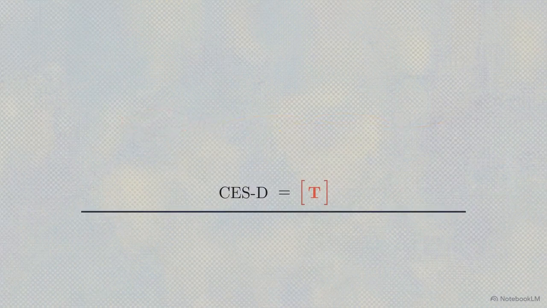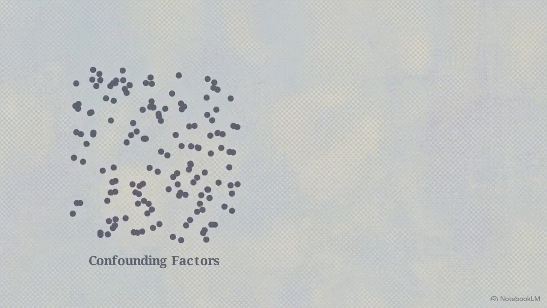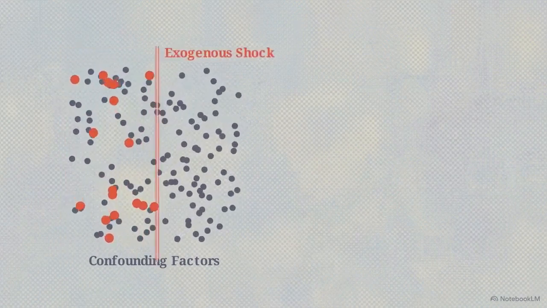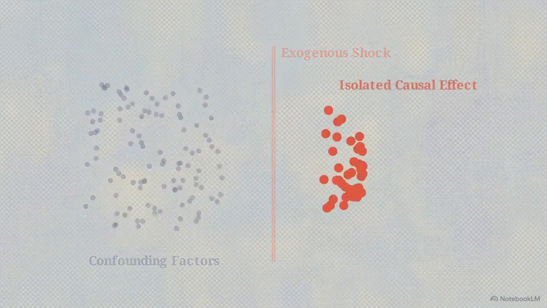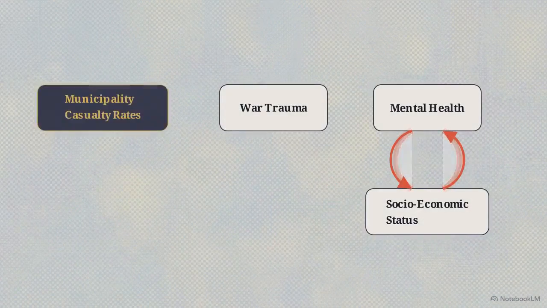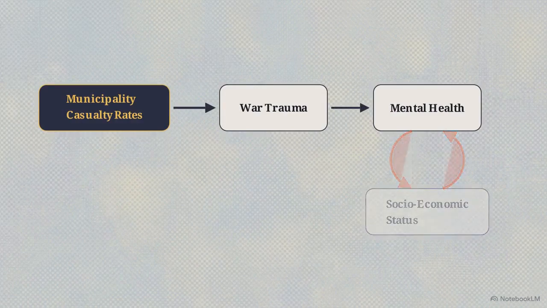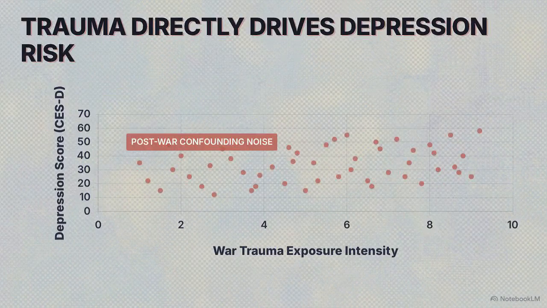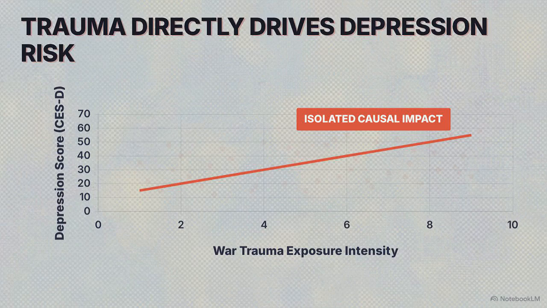To find an answer, researchers used an instrumental variable strategy, a method designed to find an exogenous shock that cuts through confounding factors. They used objective casualty rates from the Bosnian Book of the Dead as their instrument. This allowed them to filter out the noise of the post-war environment. By using this model, the researchers were able to expose the baseline impact of the trauma itself.